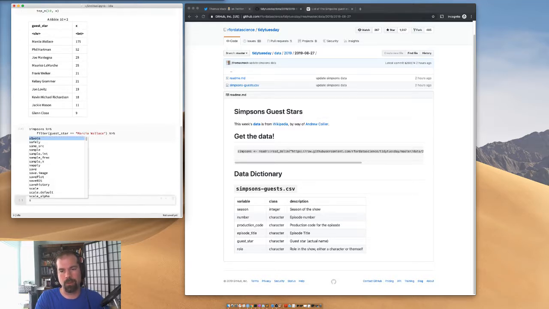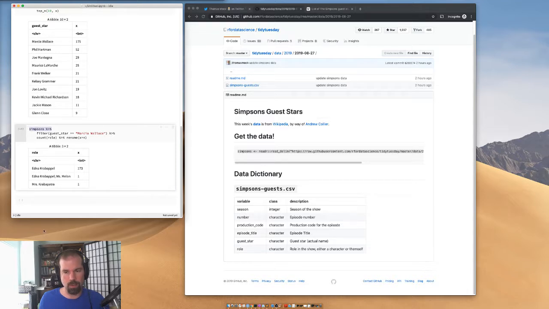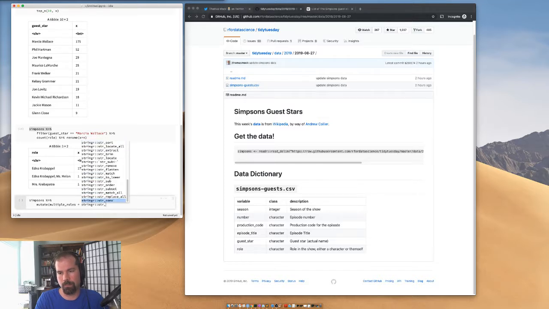So let's start with the same data set, but mutate. Then we're going to look for whether, let's see, multiple roles equals stringer, string, I think it's contains, nope. So we want to know whether a string contains a certain character. We could do it with a regex, but it'd be nice to just match the maybe string locate. Let's look for the stringer cheat sheet.